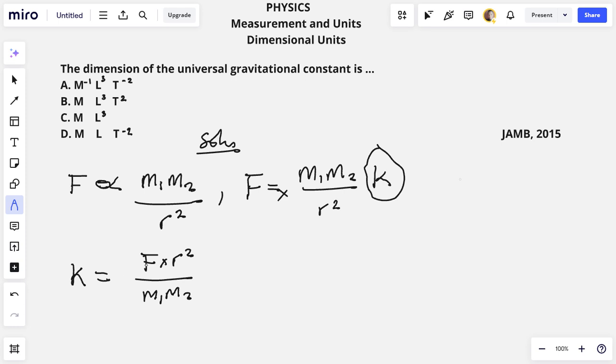What we are now going to do is derive the dimensional unit for this constant. Let's start with the dimensional unit for force. Force is a derived quantity, so first I'm going to split it: force means mass m times acceleration a, then times r squared. The dimensional unit for mass is M, and another mass is another M.